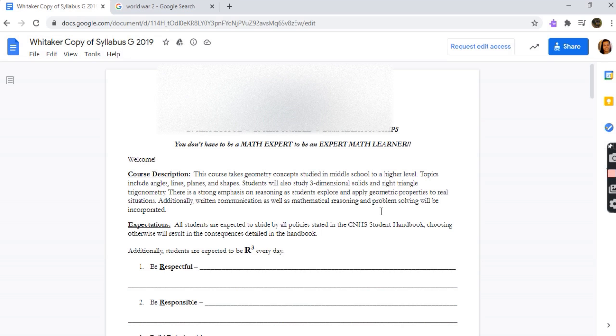Inductive geometry, 2019 to 2020. Mrs. Whitaker. Be respectful, be responsible, and build relationships. You don't have to be a math expert to be an expert math learner. Welcome. Course description.